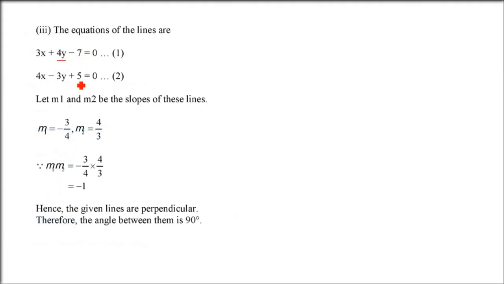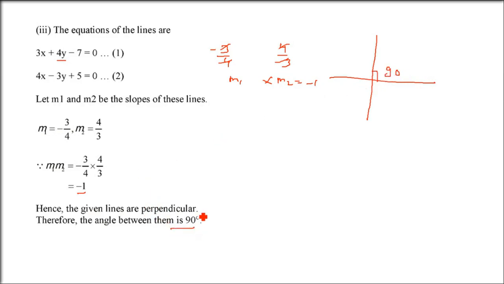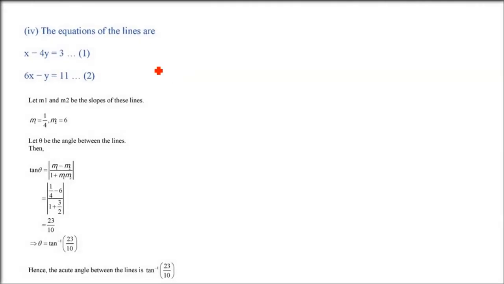Same thing here, m1, m2 you have to find out, minus 3 by 4, 4 by 3. But here if you see, m1, m2 is minus 1. And we know the scenario. If m1 equals m2, lines are parallel; if m1, m2 equal minus 1, that means the lines are perpendicular to each other. It's clear that minus 3 by 4 and 4 by 3, if you multiply them, you are going to get minus 1. So m1, m2, if it is minus 1, we have learned it already that these lines are perpendicular. So no tan theta you need to find because it's already given, it's already 90 degrees.